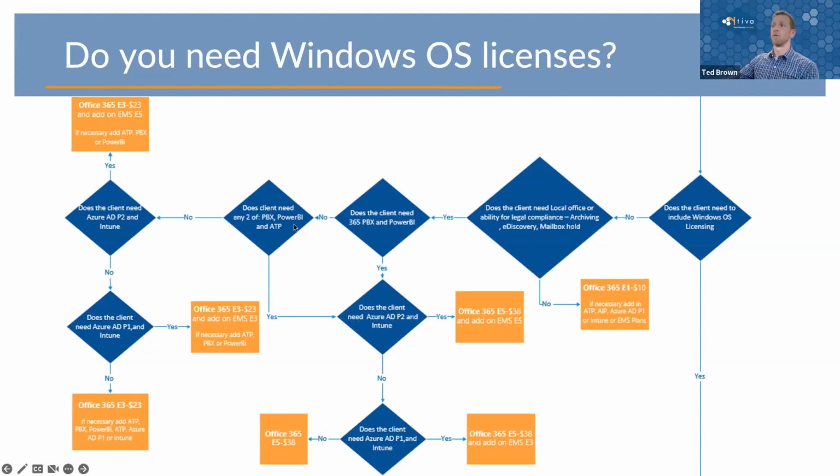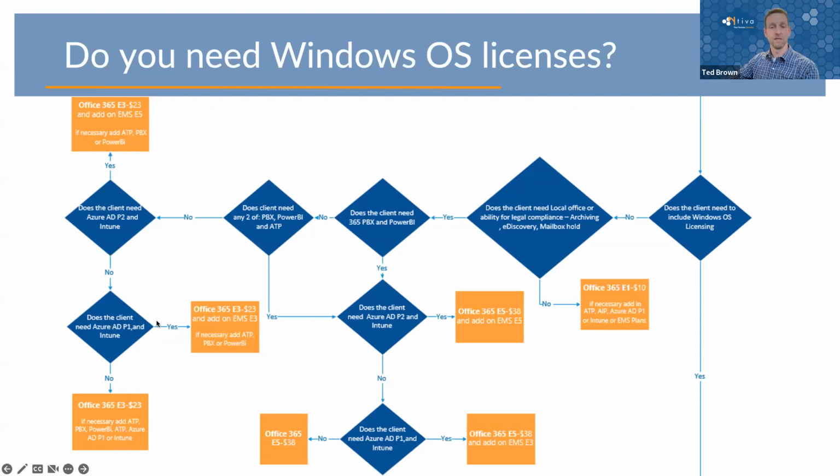And then it gets into more of, does the client need any of the two? Do you need just a PBX, or maybe Power BI and Advanced Threat Protection? If that's the case, you come right back down again to the E5 realm. But if you don't need either of those, then does the client need conditional access for risk-based authentication? If that's a yes, you just need Office 365 E3 SKUs at $23. Again, a lot less than the $38. And then you add in the EMS E5, which is about a $12 SKU. So still cheaper than buying the E5 licensing over here.